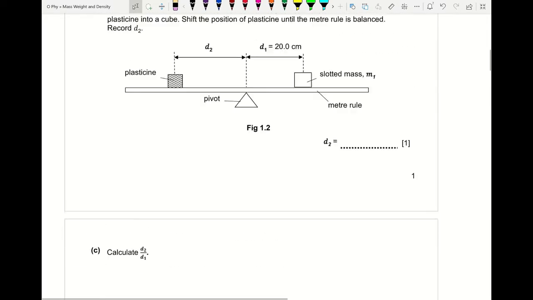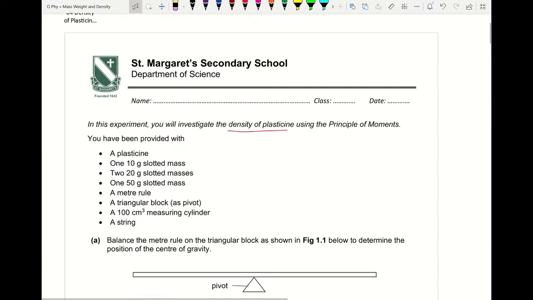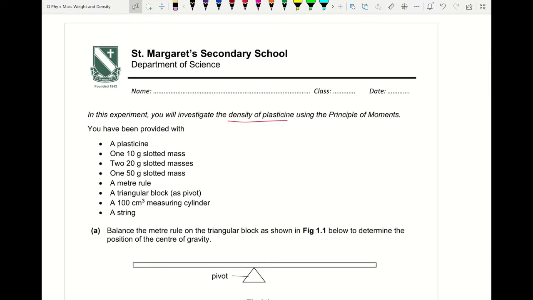Hi everyone. Now, this video is specifically created for those who are still not able to understand how we get the unit for the gradient. If you need to revise your memory, please stop this video, go and read up on the practical on finding the density of the plasticine. Once you're done, you may continue this video.